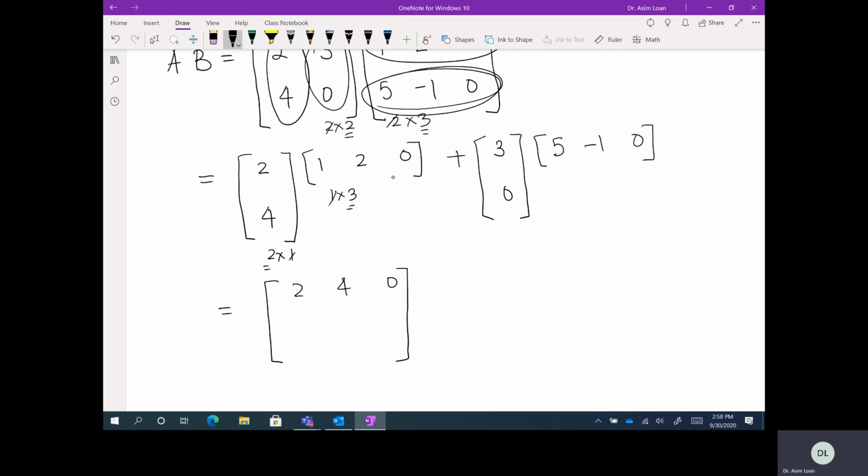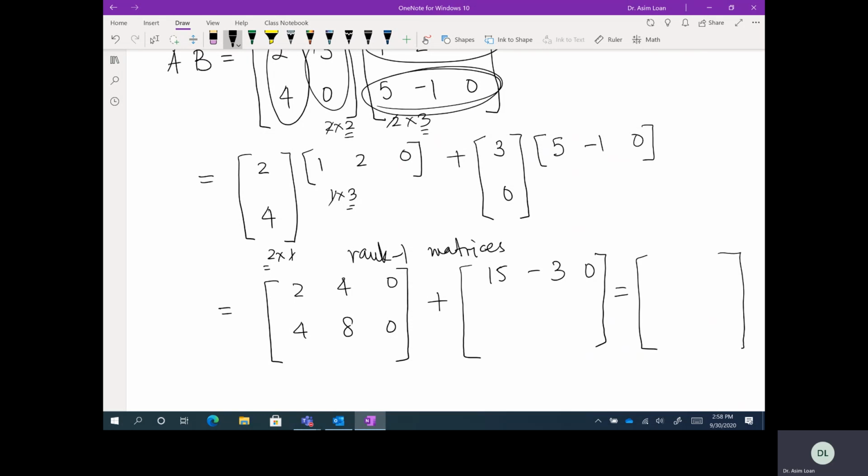And obviously the second row is going to be a multiple of this one. So this is 4, 8, 0 plus... So these are rank 1 matrices. Both of these are rank 1 matrices. So 15 minus 3 is 0, and the rest is 0, 0, 0, 0, 0, 0.